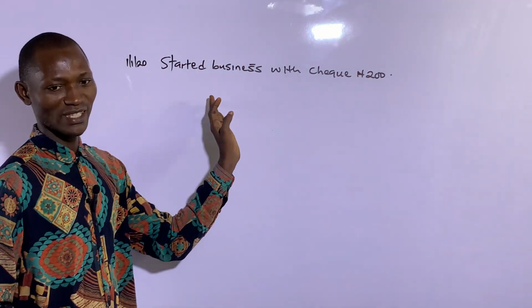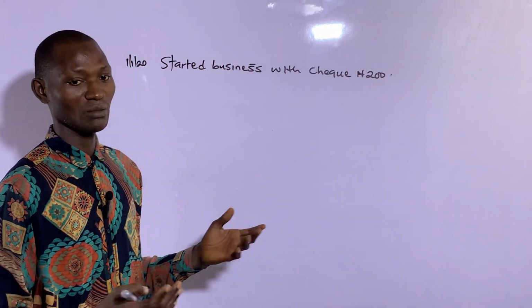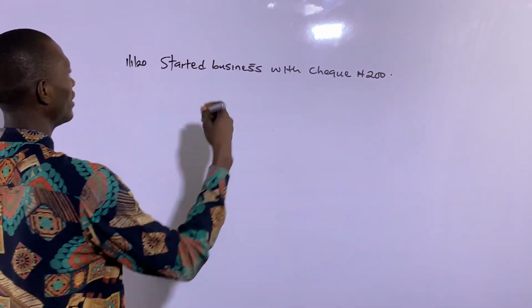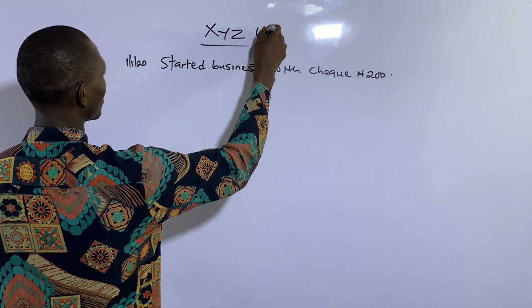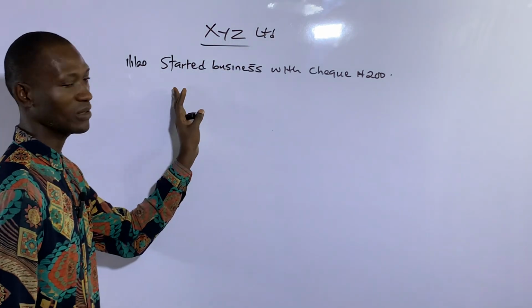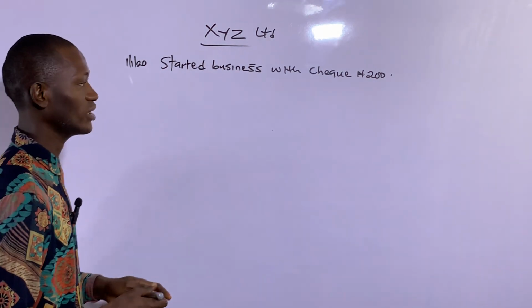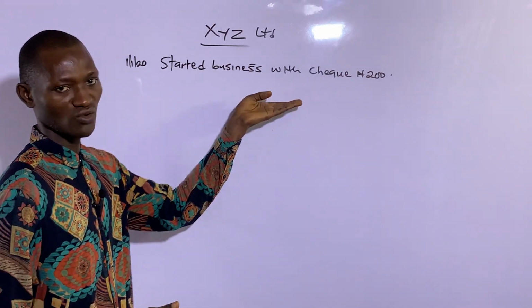Now this business transaction is obtained from the book of a business organization. So we are assuming that, let's say, the name of the business is XYZ Limited. So XYZ Limited started business with cheque 200. So let's complete the double entry for this transaction.